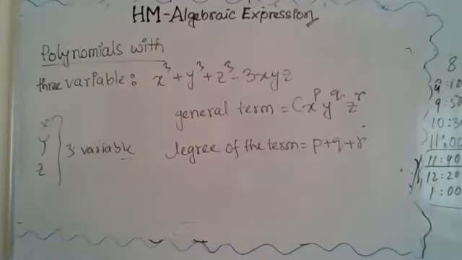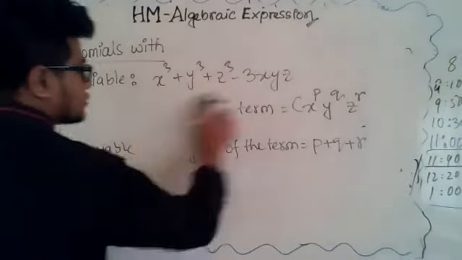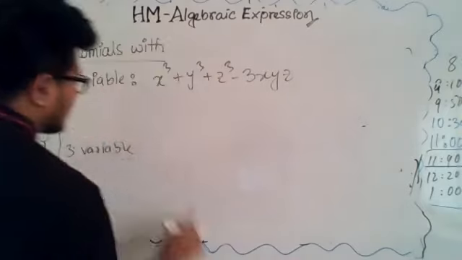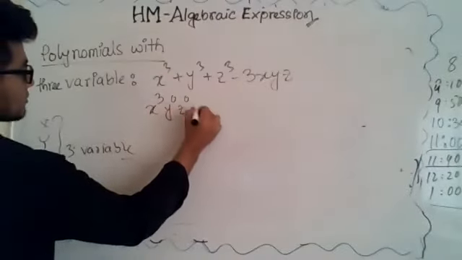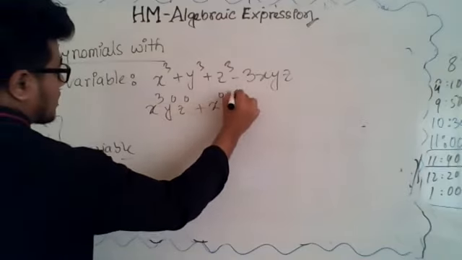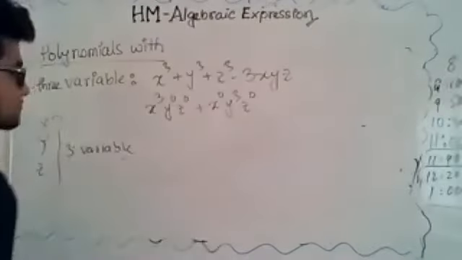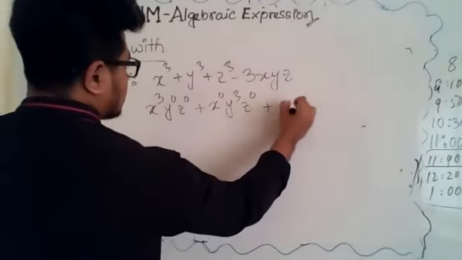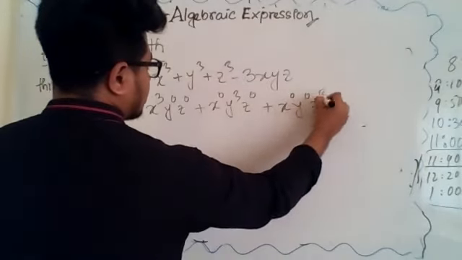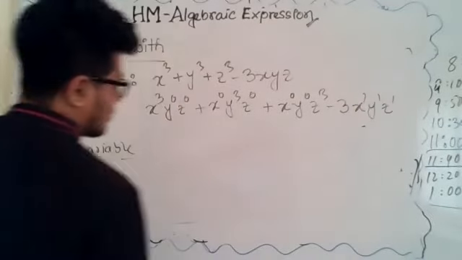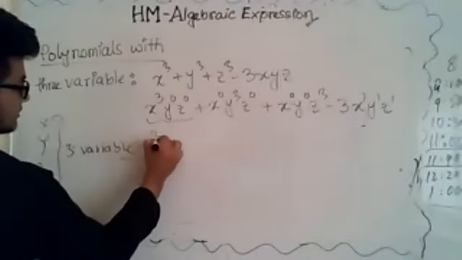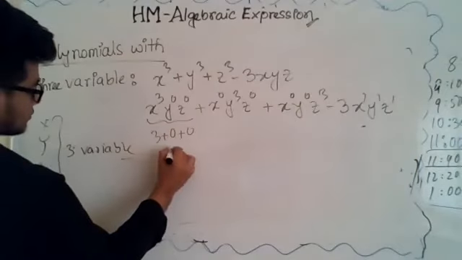of the term. So if I tell you to find out the degree of each term here, then what you will do? At first you need to rewrite this in this way: y to the power 0, z to the power 0 plus x to the power 0, y cube and z to the power 0. And x to the power 0, y to the power 0, z cube minus 3 into x to the power 1, y to the power 1, z to the power 1. So what is the degree here? 3 plus 0 plus 0 is equal to 3.